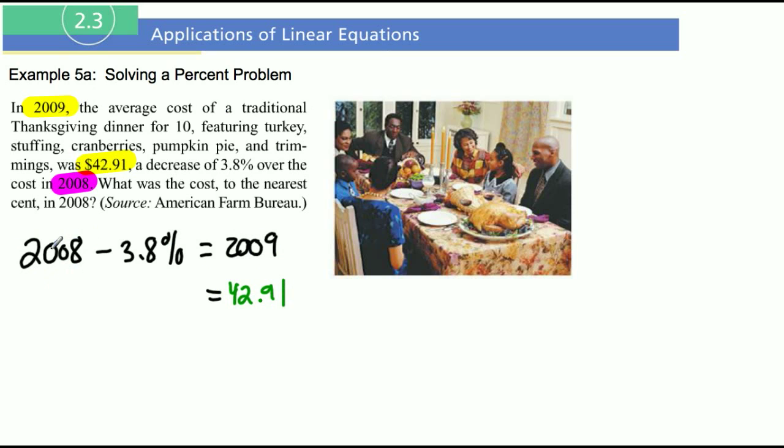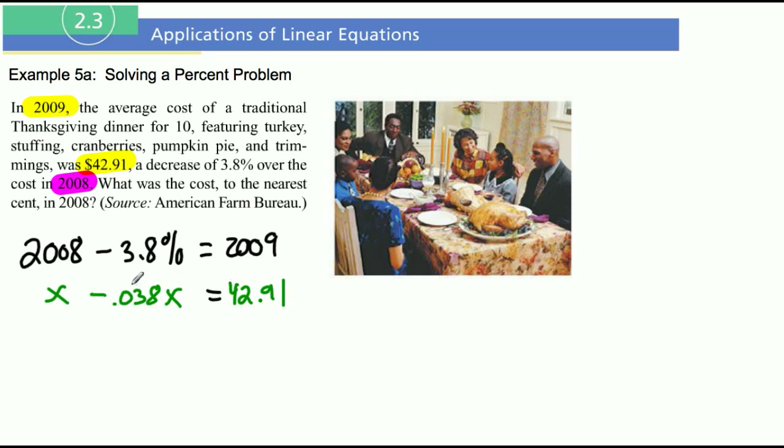But we don't know 2008. So I'm going to give that the variable x then. x is the average cost in 2008. We don't know what it is. And then for 3.8, you just don't put minus 3.8%. You actually have to multiply it by the original right here, because you're going to be taking 3.8% of this. 2008 minus 3.8% of this, so it's minus 0.038 of x. And again, you write any percent as a decimal by moving the decimal over twice. So 1, 2, that's why it's 0.038 and then x.